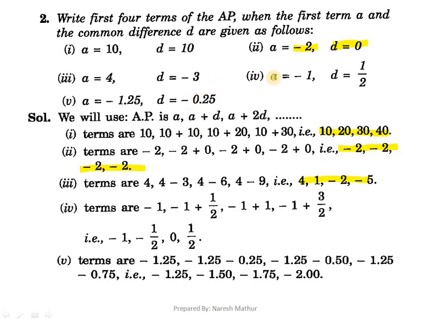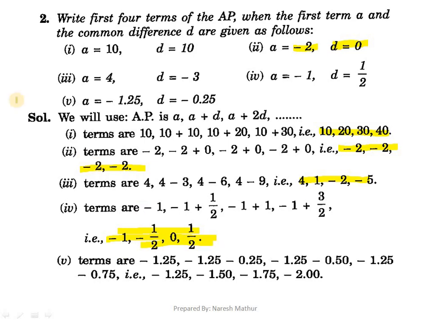Fourth one, A is given as minus 1 and D is equal to half. We just need to find the next three terms, because the first is already given, minus 1. Minus 1 plus half gives us minus half. Then minus half plus half would be 0. 0 plus half, half. So it's quite simple. Then we'll have minus 1, minus half, 0 and half.